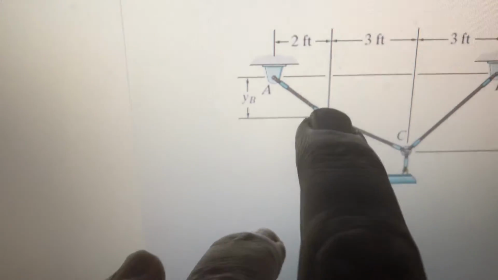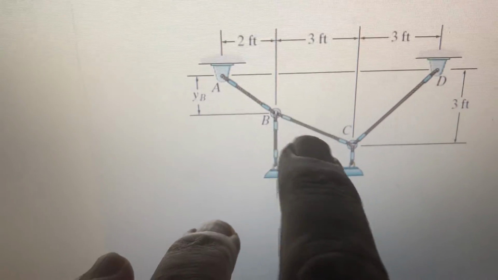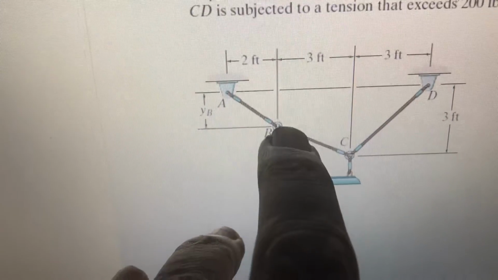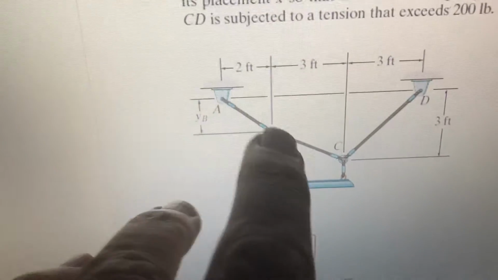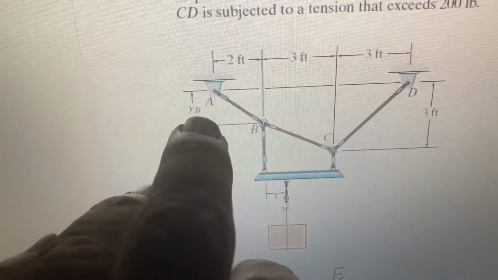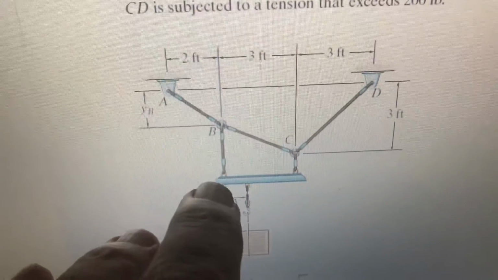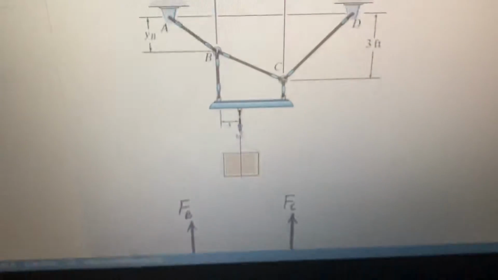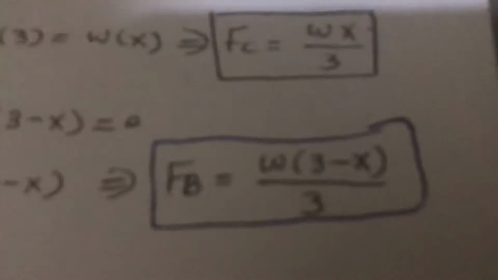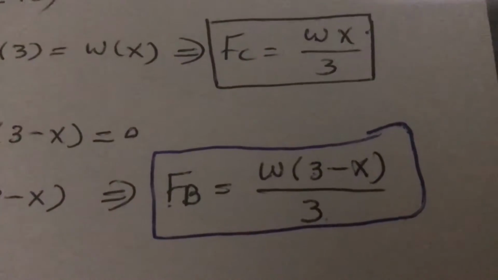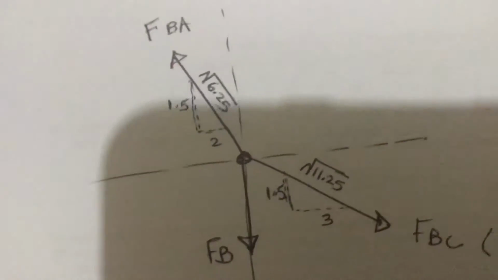Remember point B here? Point B has BC, and you can see that BC has the angles 3 and 1.5, and there is BA at point B. For BA, you can see this is YB, this is 1.5, and this is 2. And of course, there's the force FB, and we found FB before. Remember the FB? The FB is W times 3 minus X, divided by 3. So we do it like this.